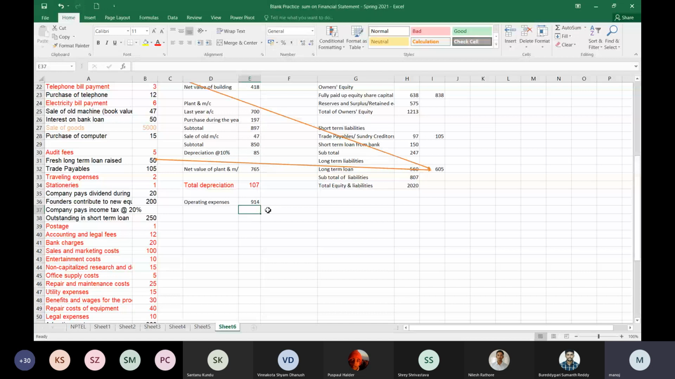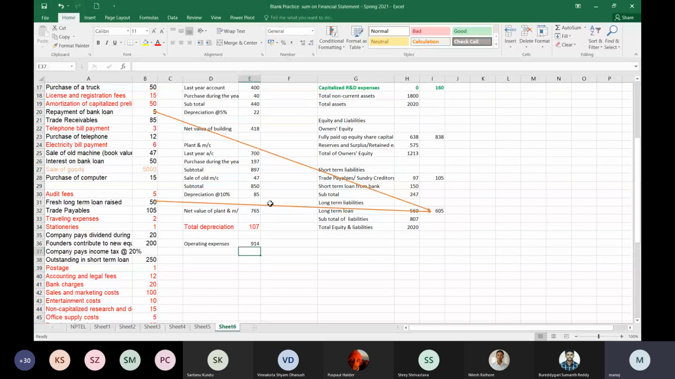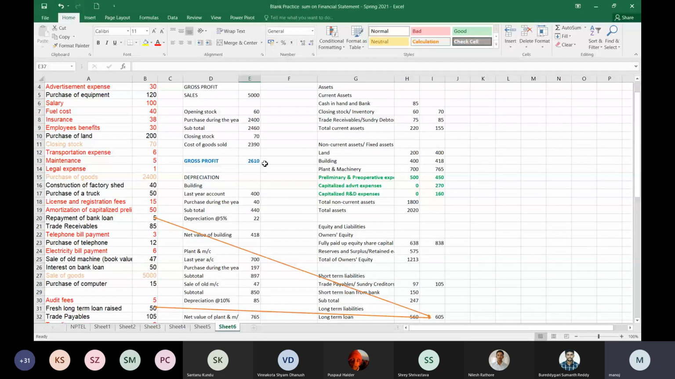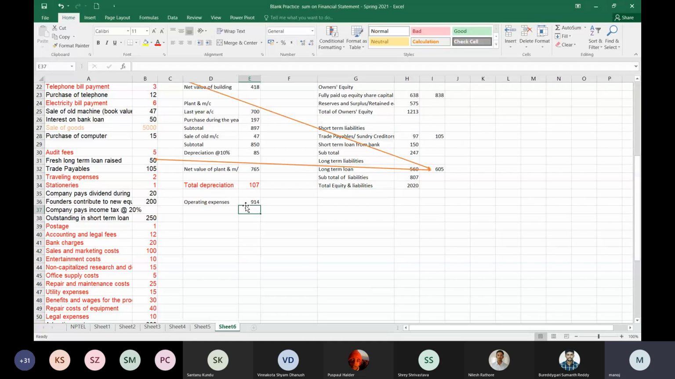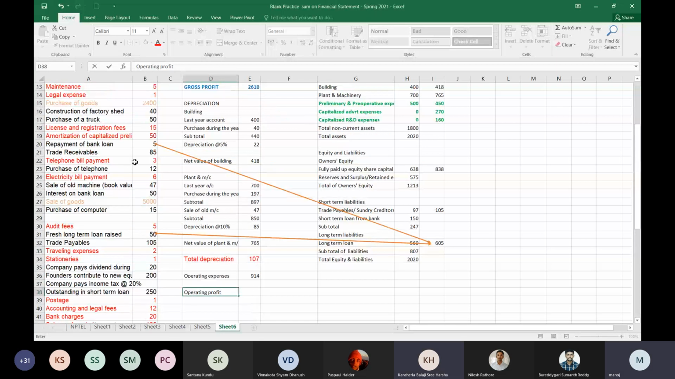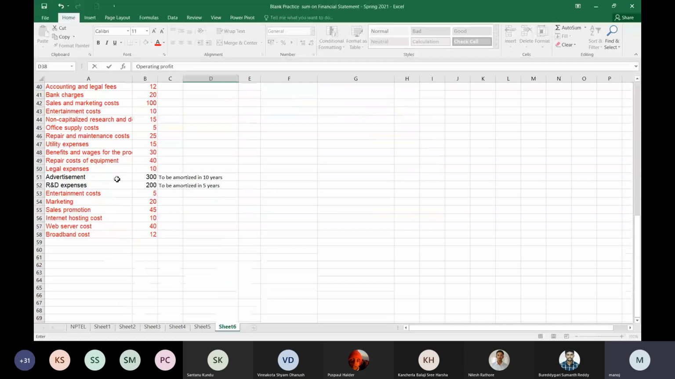Operating expenses is 914. Now our gross profit is this, and that is our operating expenses. So now we estimate operating profit. Sir, isn't amortization added? Oh, right. Thank you. Who is this? Balaji. Pardon? My name is Balaji, sir. Balaji, you are very right. We have taken only this part, amortization. We forgot to take this.